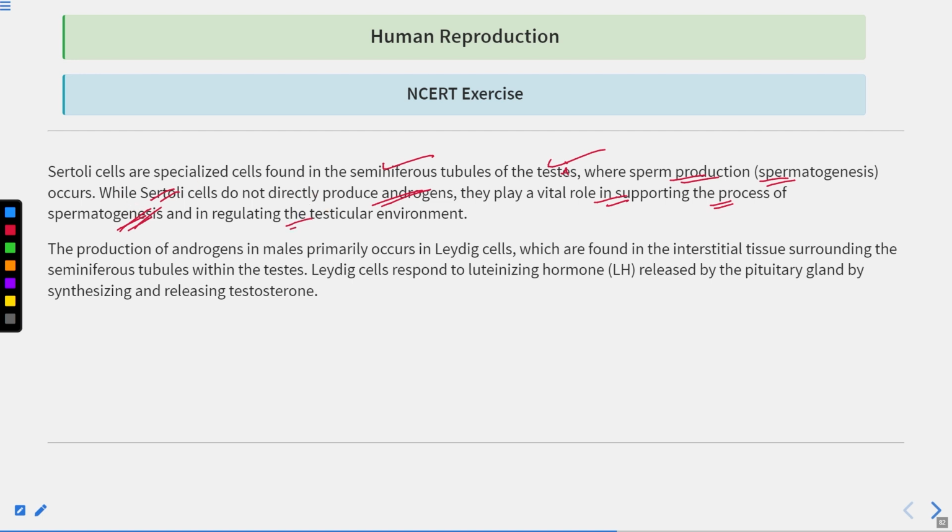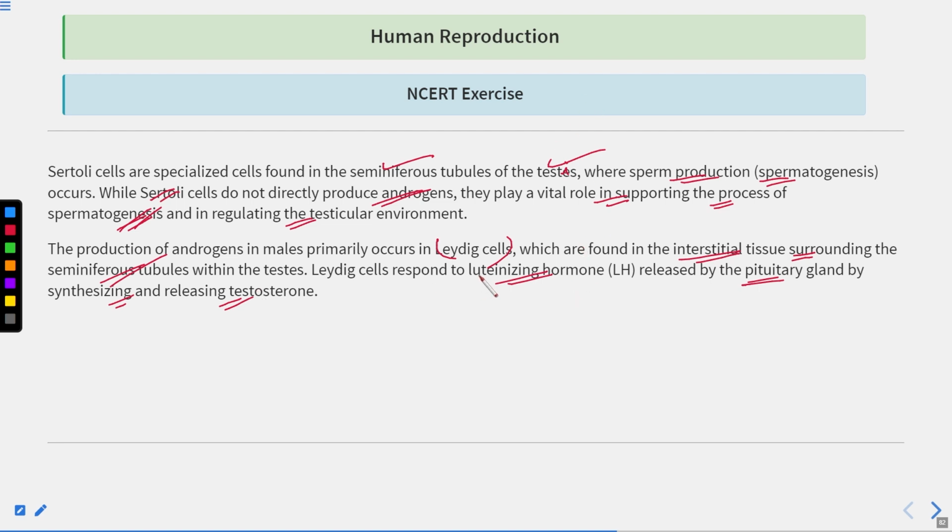They also help in regulating the testicular environment. Clear? Now the production of androgen in the males primarily occurs in the Leydig cells, which are found in the interstitial tissue surrounding the seminiferous tubules. All right. Now Leydig cells respond to the luteinizing hormone released by the pituitary gland, by synthesizing and releasing testosterone.